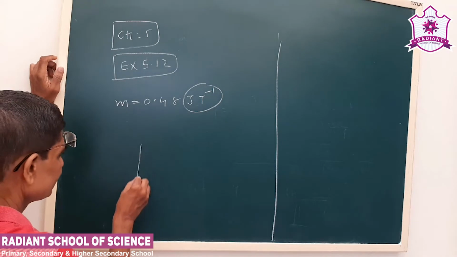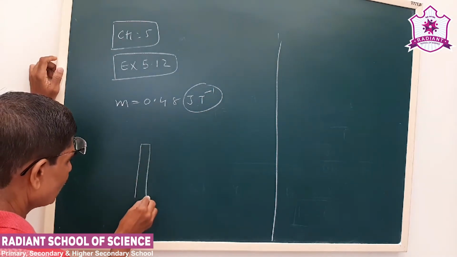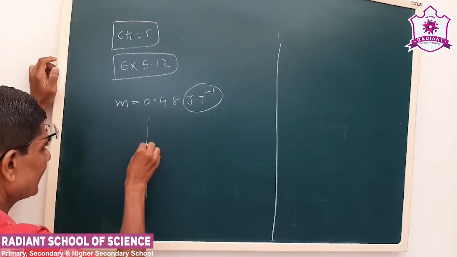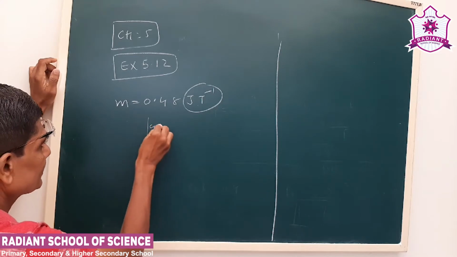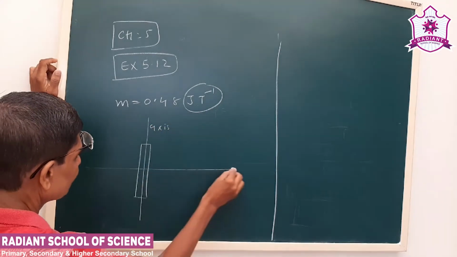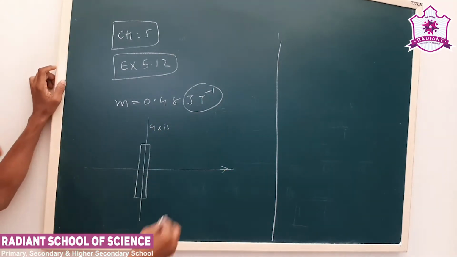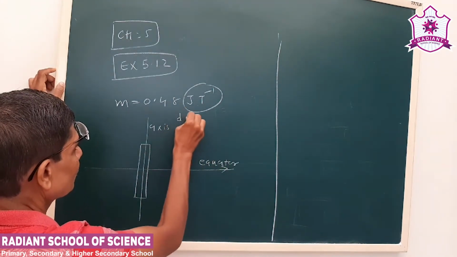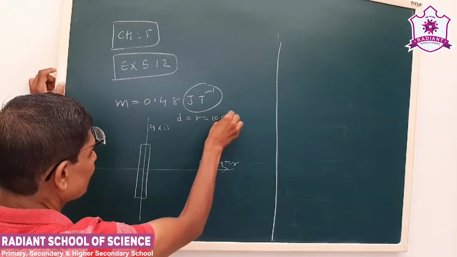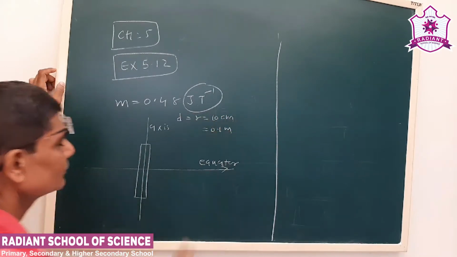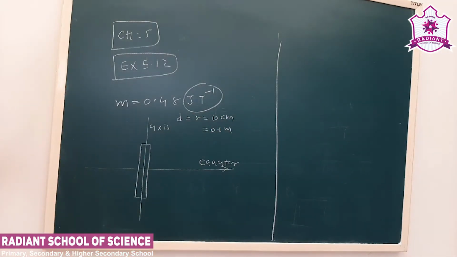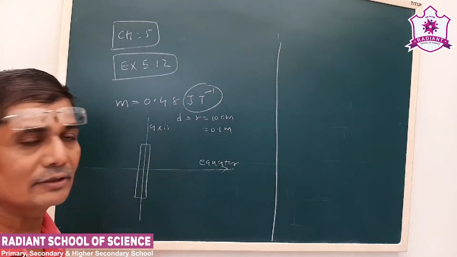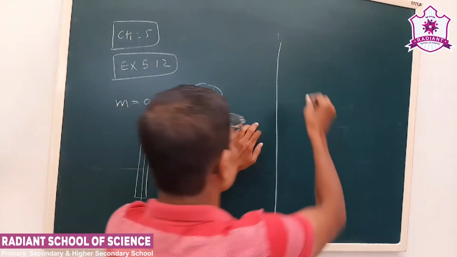Now let us say this is a short bar magnet. So this line is called the axis, and this line, which is a perpendicular bisector, is called equator. Now the distance is given 10 centimeter or 0.1 meter. Now first you have to find out the value of the magnetic field at a point on the axis of the bar magnet.